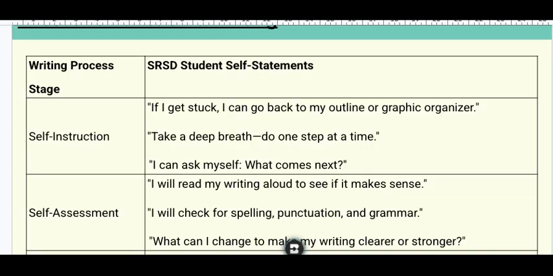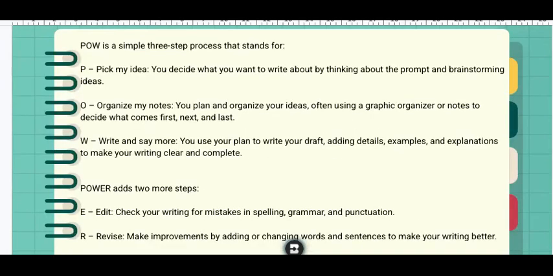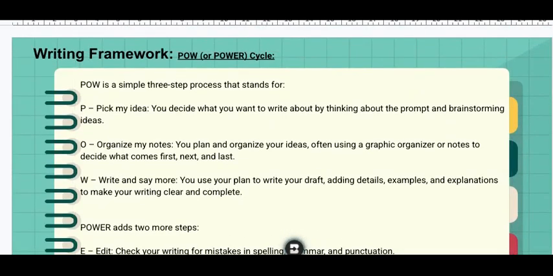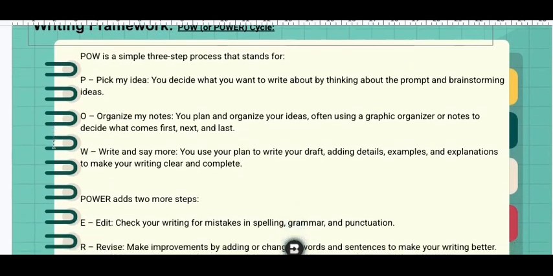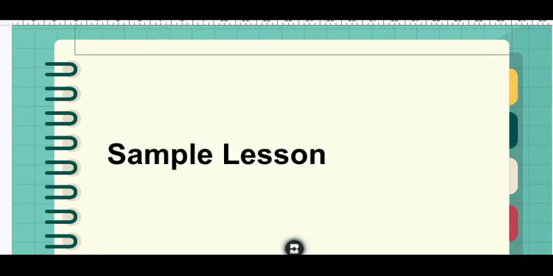Have your students practice these statements so that as they're writing, they refer back to them and they feel comfortable with using them. And you want them to be proud of their work because they're working really, really hard. And then we know that we need to work through the cycle, right? And so we have our writing framework to support us with that. That was a lot of information. Take a deep breath because now we're going to get into what a lesson looks like.